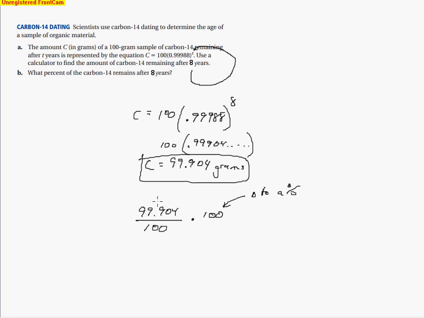So in this case, you see how the hundreds are going to cancel out. If you had a different value here, like 90 or some other number besides 100 of grams to start with, then you would end up doing this work and it would change the value. But in this case, since my initial amount was 100 grams, I'm going to end up with 99.904%. So it doesn't tell me the decimal point to round to, so I'll just leave it at that.